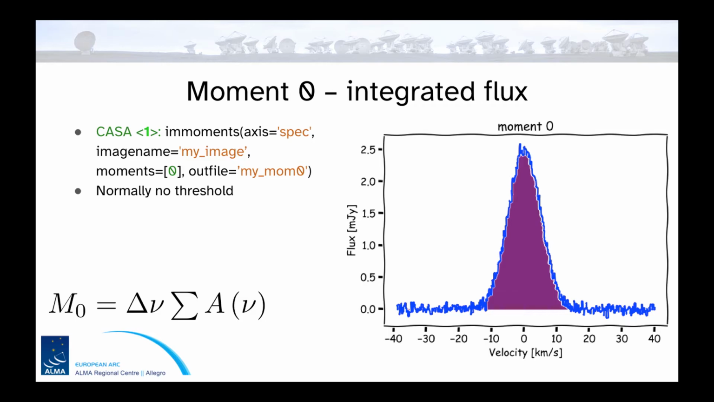Basically you just integrate all of the flux that's within that line. This is useful, for example, for finding out the total intensity of a line or the total gas mass in an image or something like that. And you can see we can create this very easily using the immoments task in CASA. We just need to specify the spectral axis. This is the velocity axis, the axis we want to integrate over here.